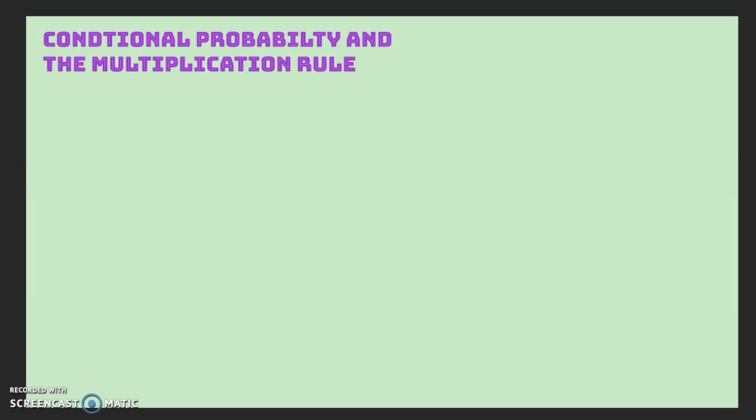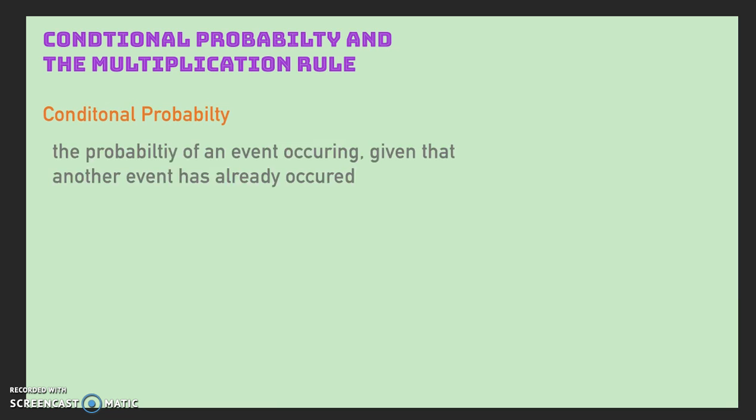Hey, so today we're going to talk about conditional probability and the multiplication rule. So first we have to define these things. First, let's start off with what is conditional probability. Conditional probability is the probability of an event occurring given that another event has already occurred.